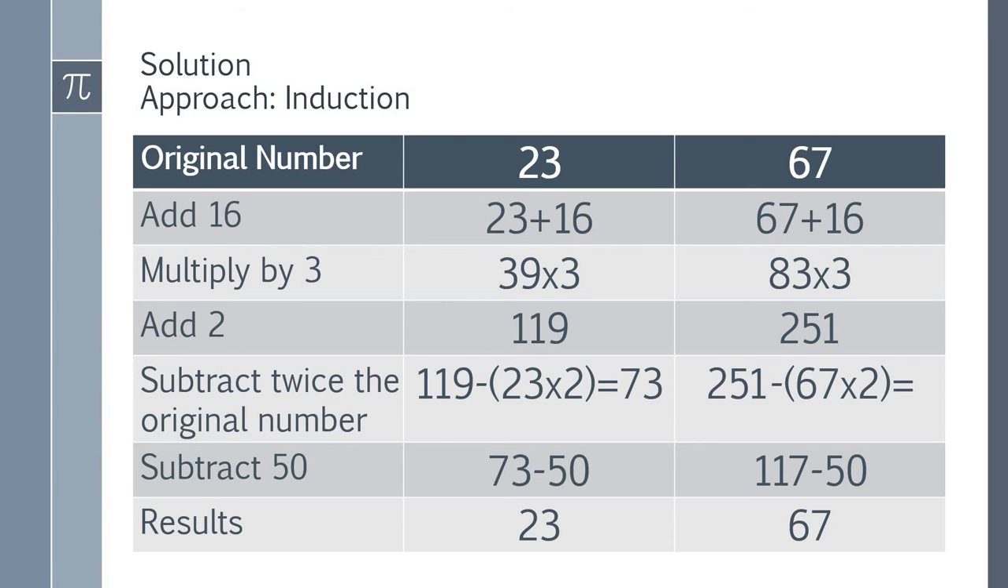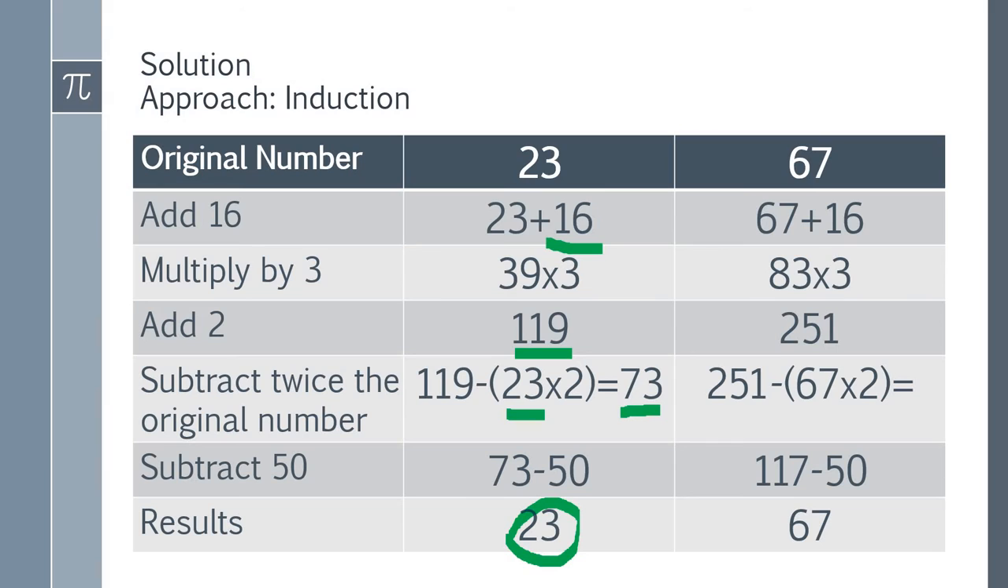So first, I have 23. I added 16, that gives us 39, and then multiply by 3, that gives us 117, and then add 2, that's 119. Then twice the original number, 23, is 46, and subtracting that from 119 gives us 73. And 73 subtracted by 50, then the result is 23.